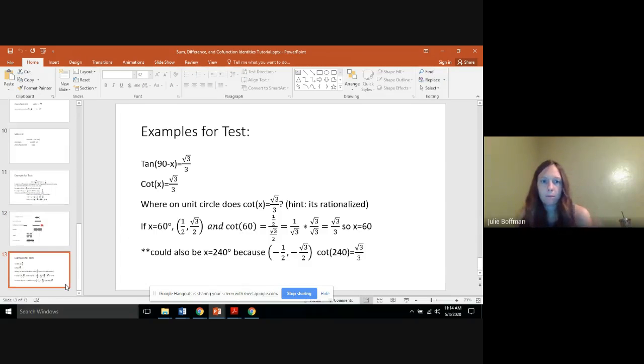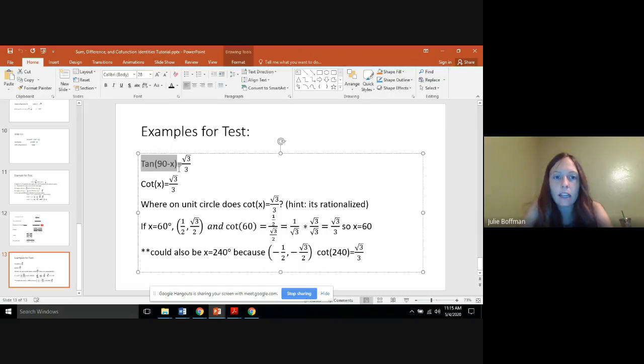Okay, one more. I just wanted to show you one where it was rationalized. We already talked about this, but just in case it didn't click. So let's say they started with tangent of 90 minus x equals square root of 3 over 3. Well, we could use a cofunction identity to replace tangent 90 minus x with cotangent x. So then you're asking yourself, okay, where on the unit circle does cotangent x equal square root of 3 over 3? And the hint is that it's rationalized.